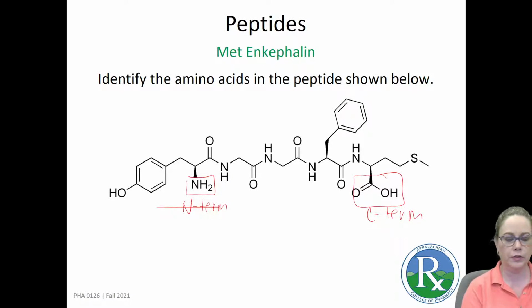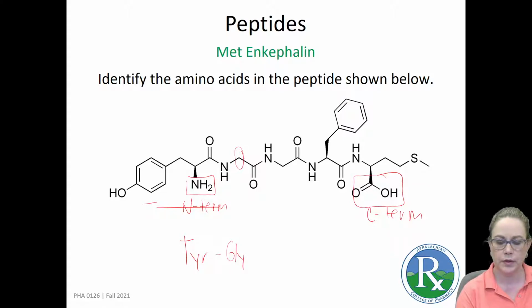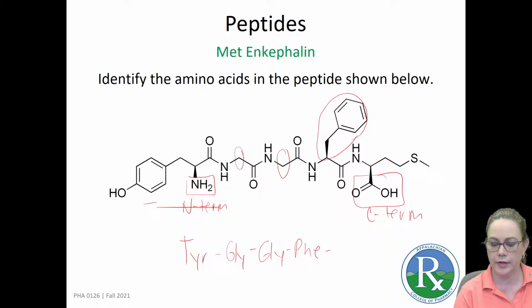All right, so first amino acid side chain is going to be right here, our tyrosine. Following the peptide bond, our next amino acid is going to be glycine. Followed again, our next amino acid is another glycine. That is going to be followed by phenylalanine. And then our last group is a methionine. So that's how we go through and identify the amino acid sequence for the peptides.